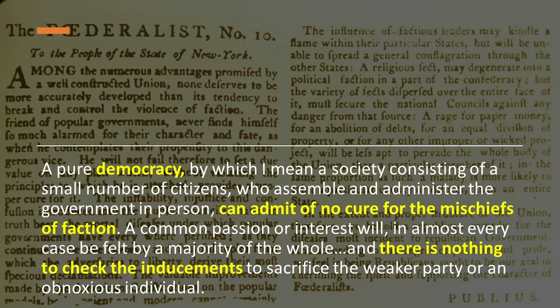And here we see Madison's argument on just that topic. And Madison here is really talking about direct democracy. He's talking about a society with a small number of citizens who vote directly on policies. And he says that democracies can admit of no cure for the mischiefs of faction. He basically says that there is nothing to check the majority. If you notice, I have it highlighted. He says there is nothing to check the inducements to sacrifice the weaker party, meaning the minority party.